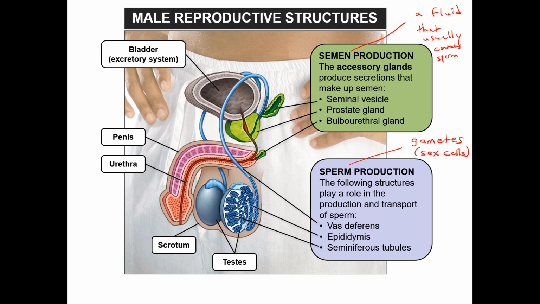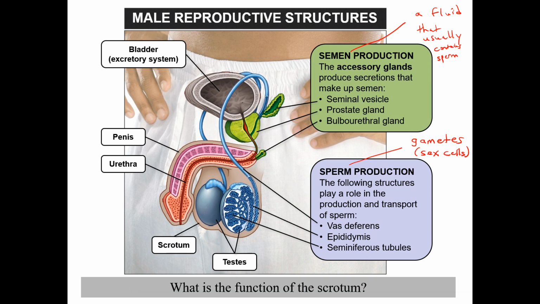Sperm production occurs inside the testes, and we'll be more specific than that. But there's a structure that surrounds the testes, this sac, called the scrotum. Does anybody know what the scrotum does? Well, the scrotum helps to regulate temperature, or temp for short, inside the testes. And the reason this is important is because sperm production requires a slightly lower temperature.